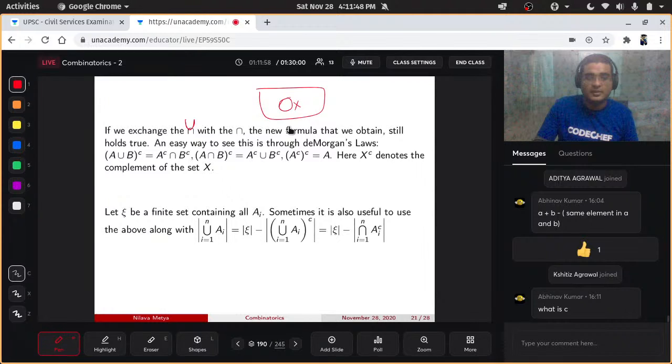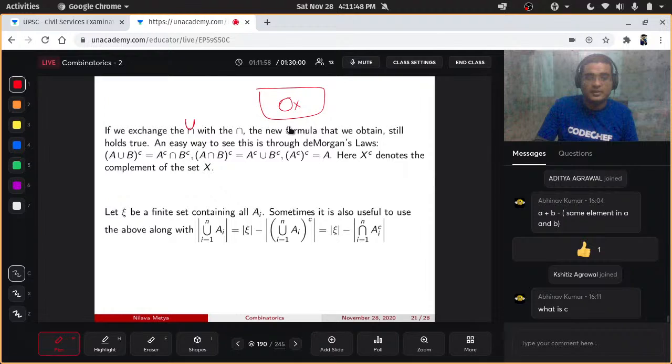Now that inclusion exclusion principle is very useful if you use it in this part. I'll show you an example right now. So let Xi be a finite set containing all of the AIs as I told you before. So Xi is this universal set. Now you use the above as something like this. I'm looking at this as simply a set X. So the cardinality of X is just what?